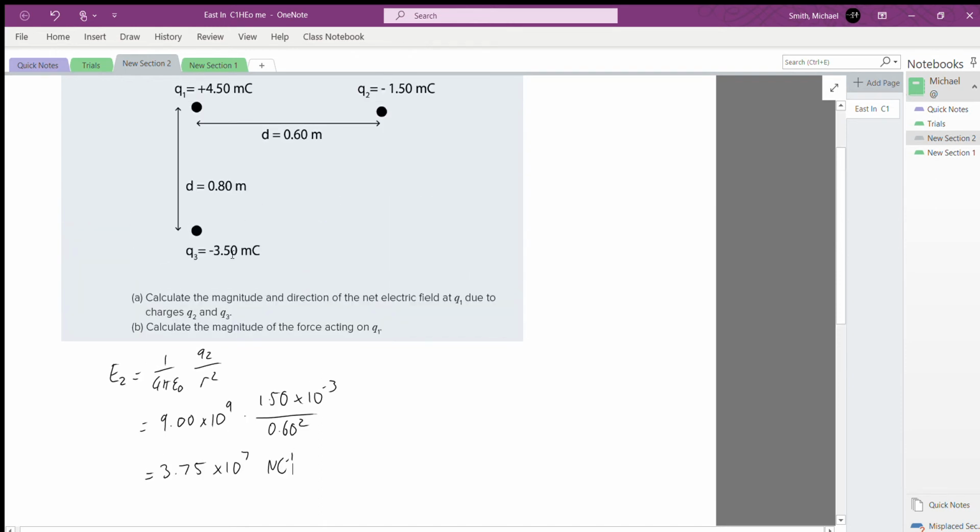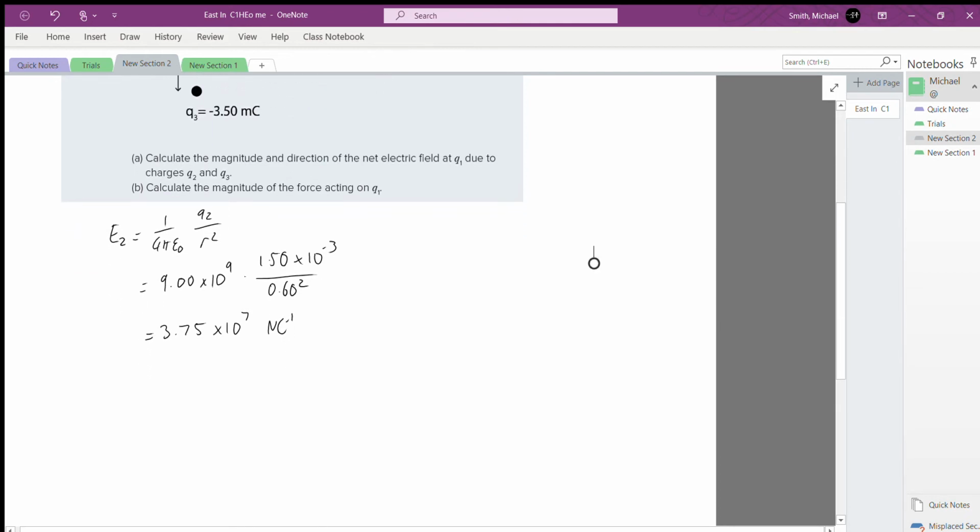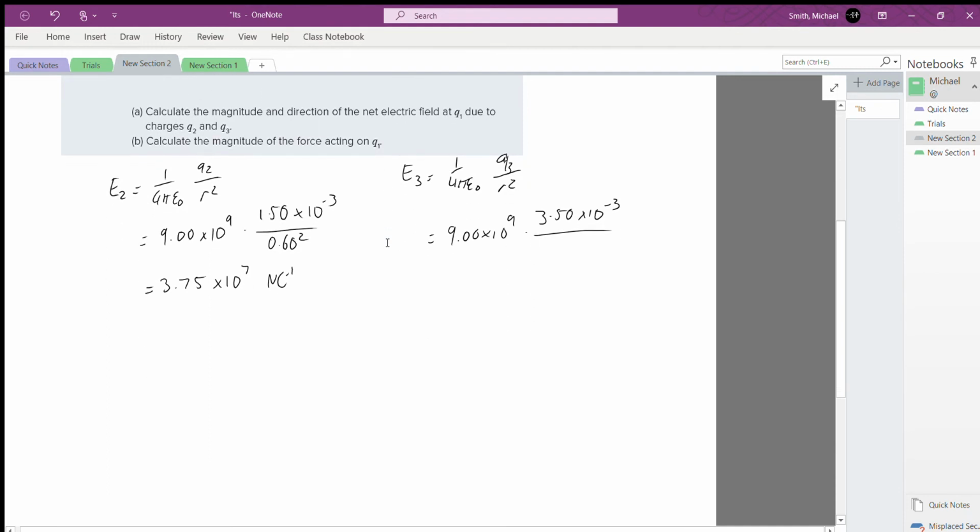We do the same process for Q3. So here I'm just going to call it E3, which is 1 on 4 pi epsilon naught, Q3 on the distance squared, which here is 9 times 10 to the power of 9 multiplied by 3.5 millicoulombs all over 0.8 squared, which if we substitute into our calculator we get 4.92 times 10 to the power of 7 newtons per coulomb.